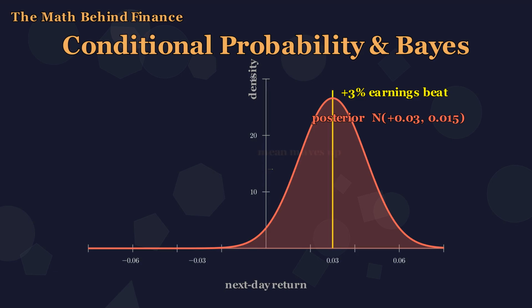The distribution shifts. Its mean moves up. Its spread narrows. This is not metaphor. It is the mechanism by which option prices reprice in milliseconds after an earnings release. Markets are Bayesian machines, running on the same equation a Presbyterian minister wrote in the 1760s.